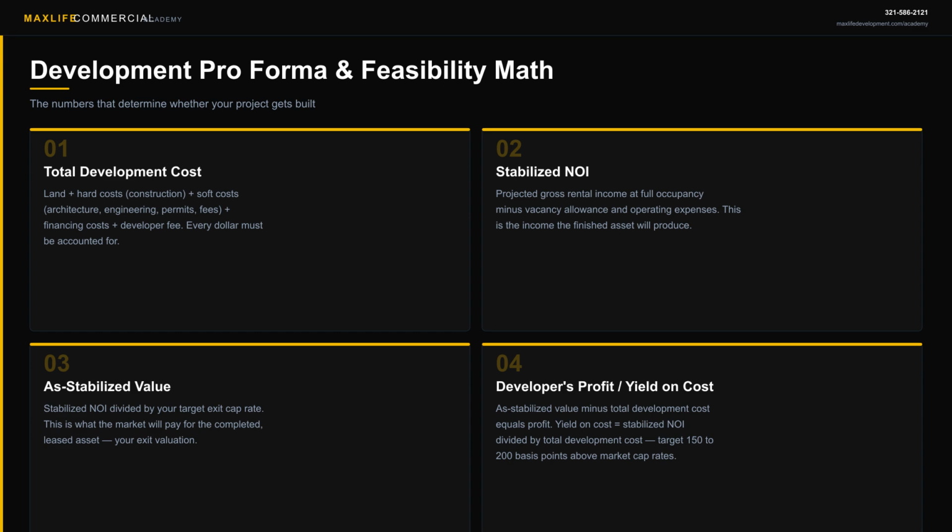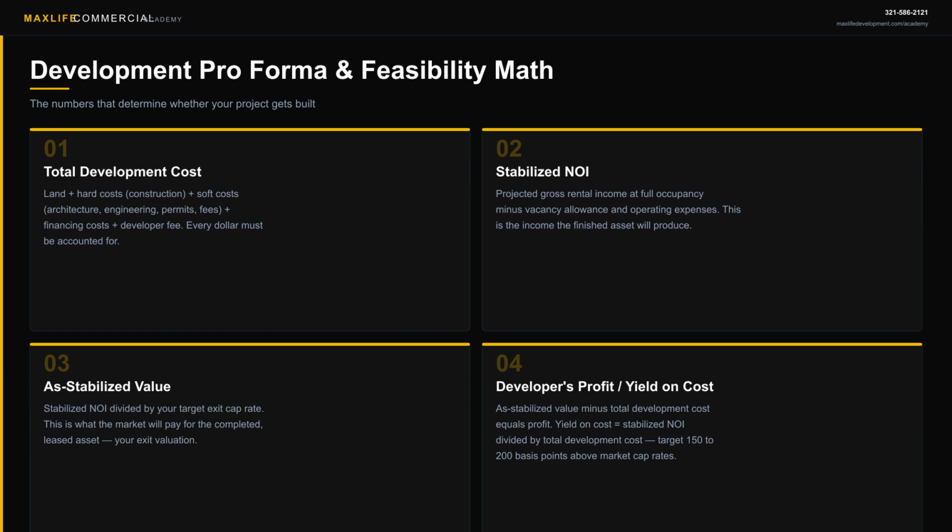Do not forget financing costs. Your construction loan interest is a real cost that accrues every month the project is under construction, and many developers include a developer fee in TDC as compensation for their time and risk. A typical developer fee runs 5 to 10% of total project cost.